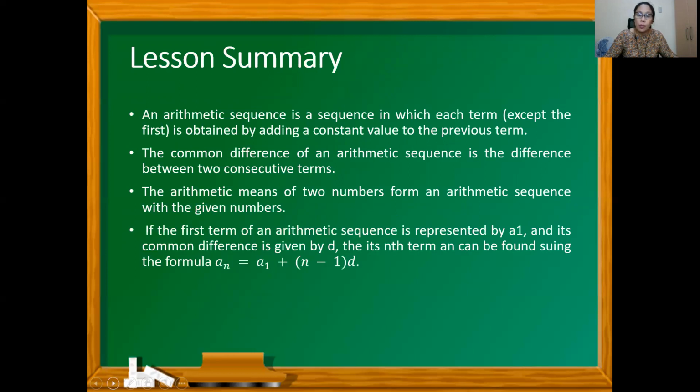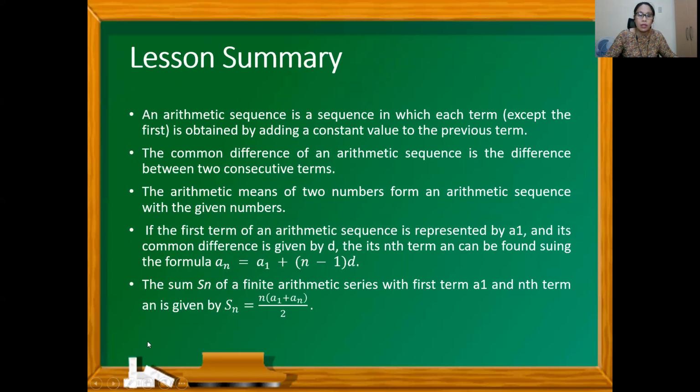If the first term of an arithmetic sequence is represented by a sub 1 and its common difference is d, then its nth term can be found using the formula a sub n equals a sub 1 plus the quantity n minus 1 times d. Then the sum of a finite arithmetic series with first term a sub 1 and nth term a sub n is given by this formula. Finally, all infinite arithmetic series are divergent.